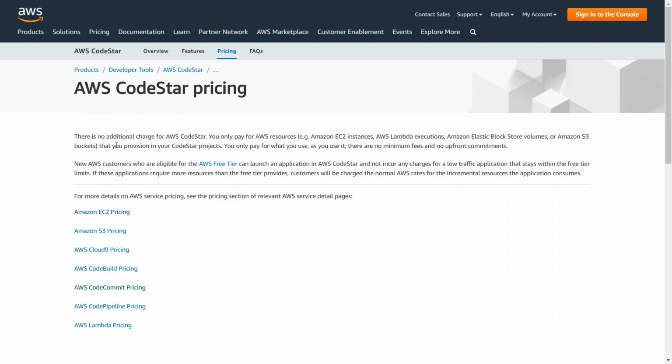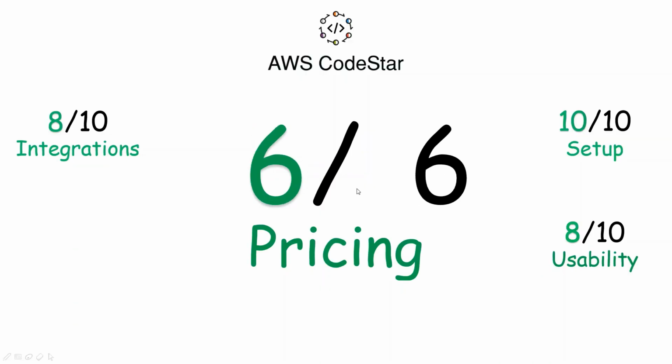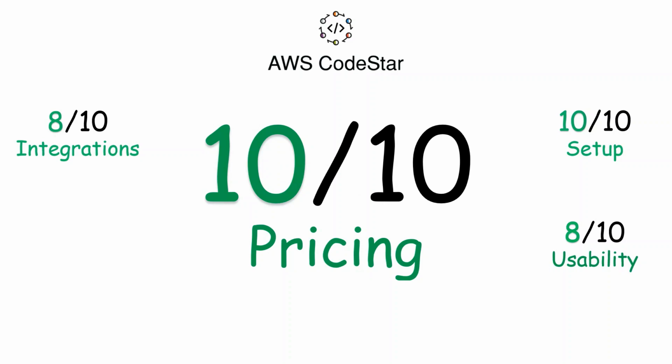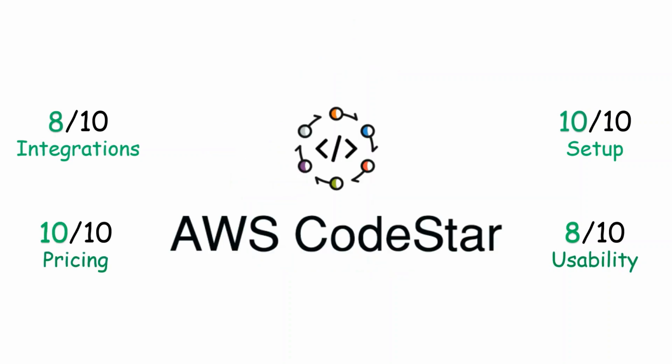In the same way, you pay for all the other services like CodeBuild, CodeCommit, CodePipeline, and so on. There are no additional charges to use AWS CodeStar, and no additional charges for using the dashboard. You will just pay for all the underlying services used under AWS CodeStar. So that's the reason we will be rating pricing at 10 out of 10. Okay, so these are the different metrics related to AWS CodeStar.